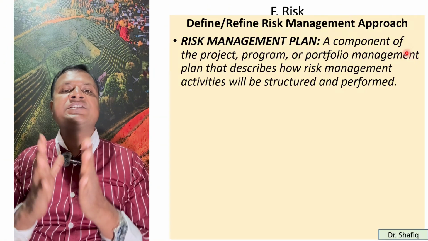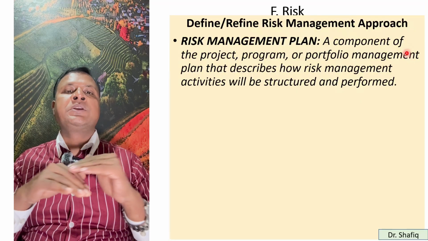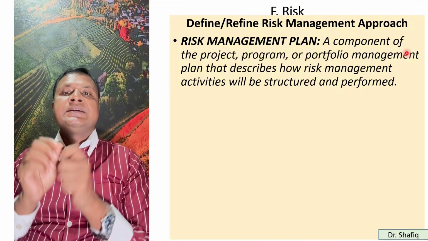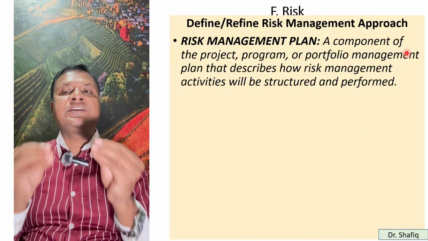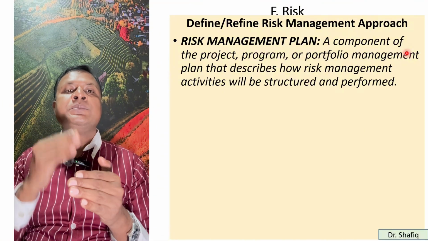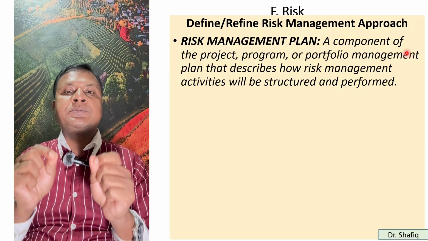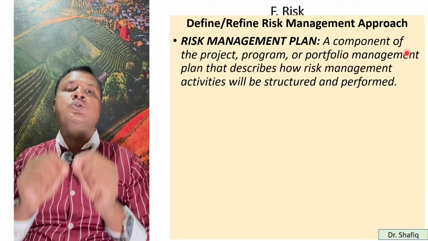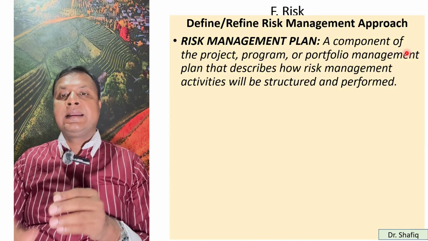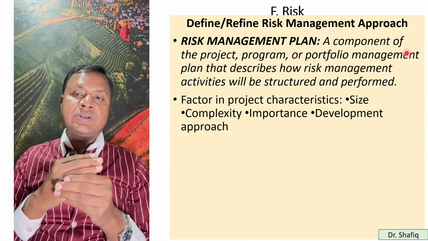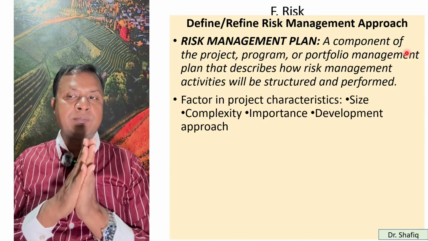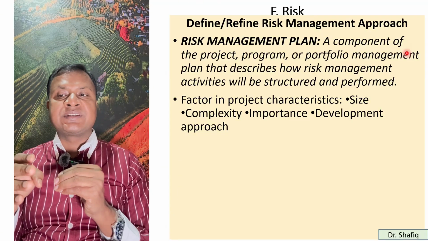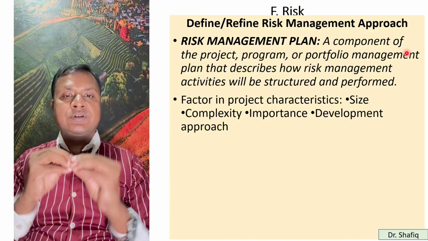So there should be a risk management plan. In the project management plan, one component is the risk management plan. It describes how the risk management activities will be implemented, how they will be structured, and how they will be performed. So factors in project characteristics we should keep in mind. What is the size, complexity, importance, development approach? We should think about that.